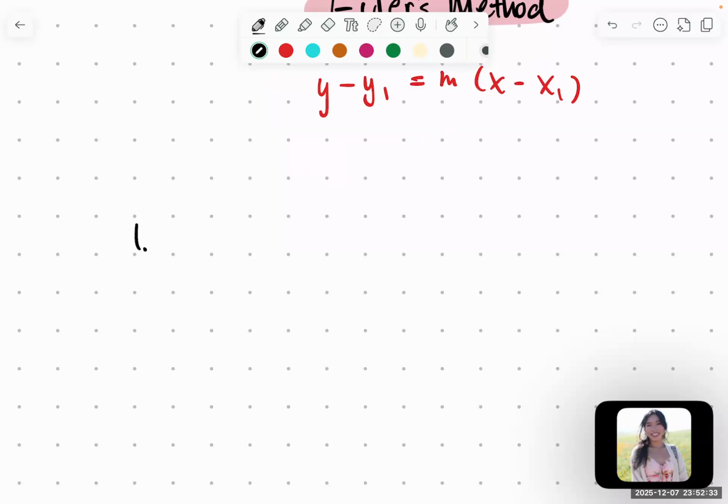For number 1, it says consider y prime equals 7x minus 2y, and you have y of 3 equals 6. It says use Euler's method with a step size of h equals 0.5 to find the approximate value of the solution at x equals 4.5.